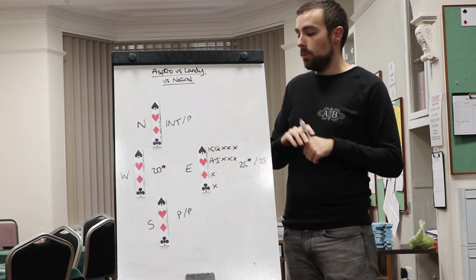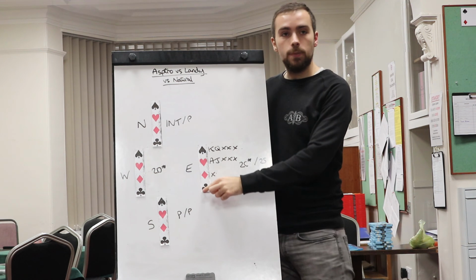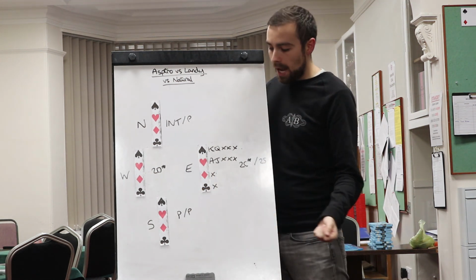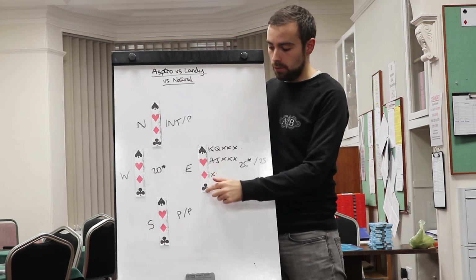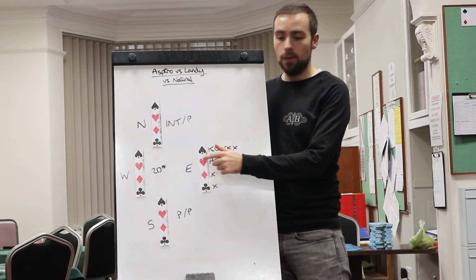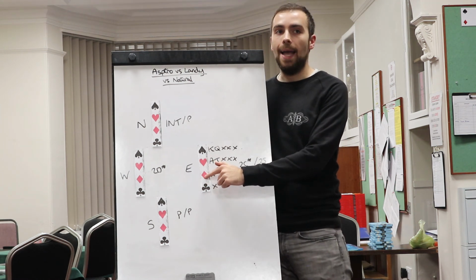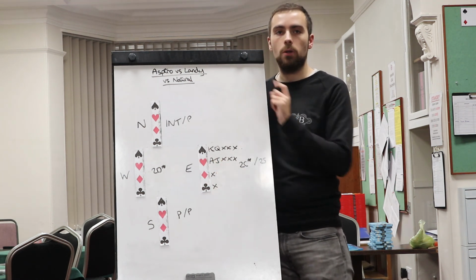Okay? But just a little recap. Landy, 2 clubs is both majors, everything else is natural. Natural, everything is natural. Asptro, these are both artificial, with the majors still being natural. That one shows hearts and another suit, that one shows spades and another suit. Any 2 suit combinations, as long as one of them is a major.